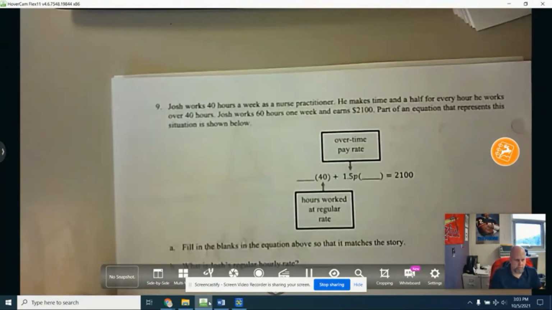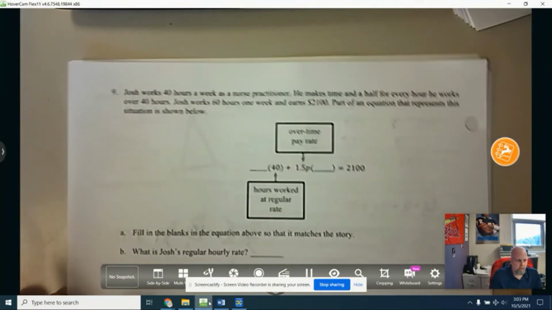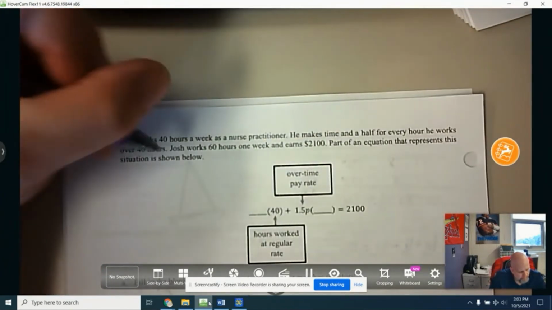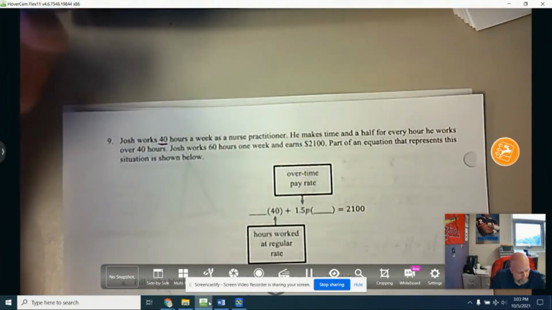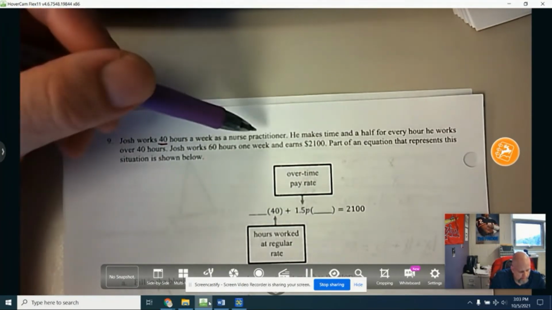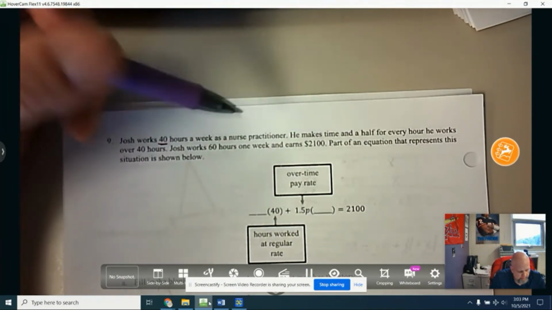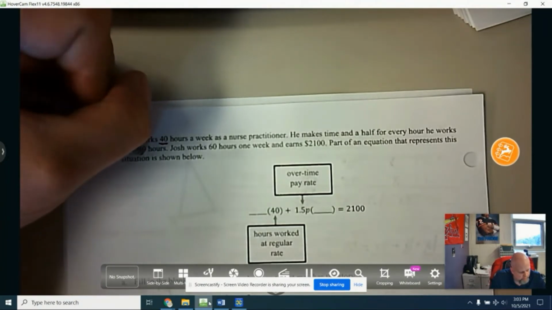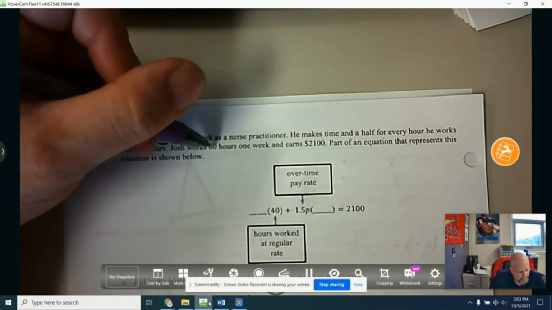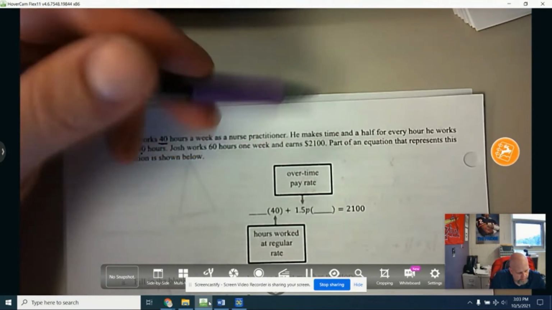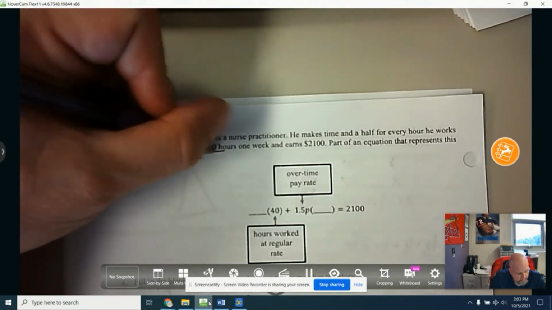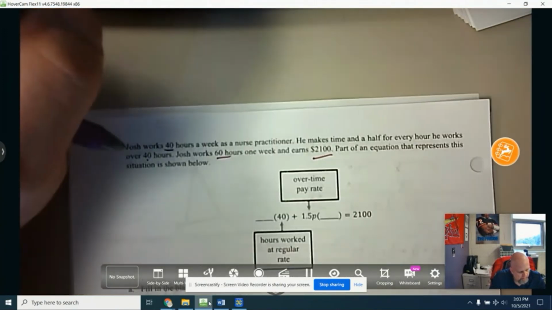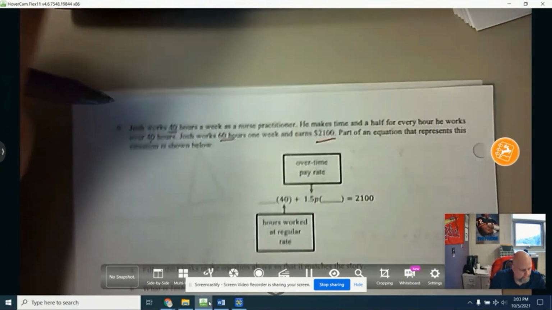Okay, on page 42, we're going to start off with number 9. And number 9 says, Josh works 40 hours a week. Sometimes it's helpful to underline or circle in numbers you see him come across as a nurse practitioner. He makes time and a half for every hour he works over 40 hours. And Josh works 60 hours one week and earns $2,100. So 60 hours one week, he earns $2,100. And part of an equation represents the situation shown below.